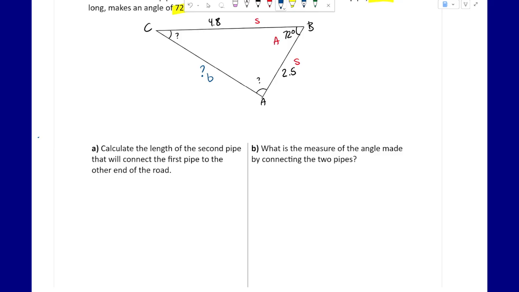So I'm looking for side B across from angle B. My formula is going to be B squared equals A squared plus C squared minus 2AC times cosine B. Again, this is just straight from our cosine law note. I'm going to plug in my information. I don't know the angle or the side. I do know A and C. A is 4.8 squared plus C, which is 2.5 squared, minus 2 times 4.8 times 2.5 times cosine B, which is 72.